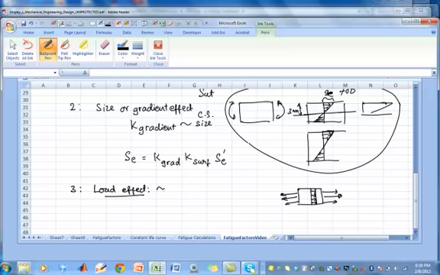Typically for load effect, K load, if it is axial loading, the effect will be 0.85. It will drop it to 85% of its strength. If it is torsional, it will drop it to 59%.